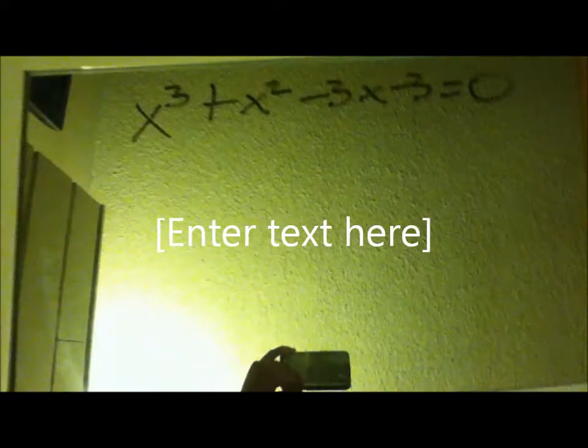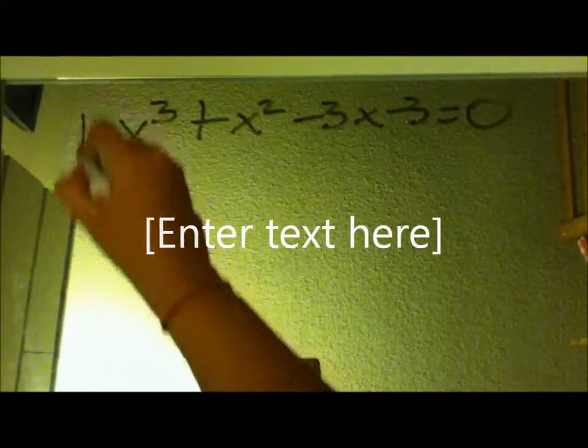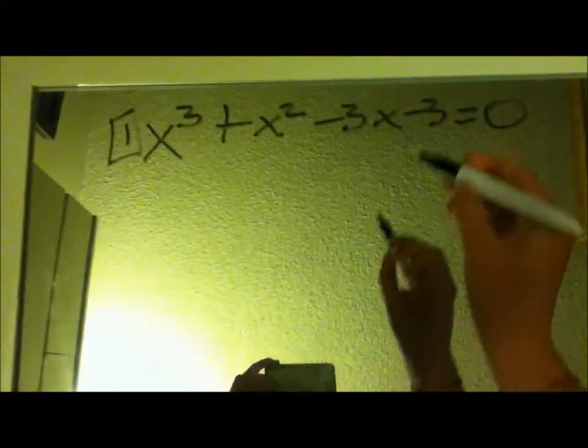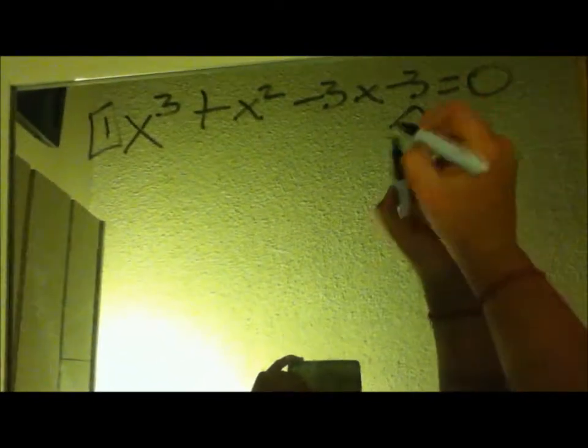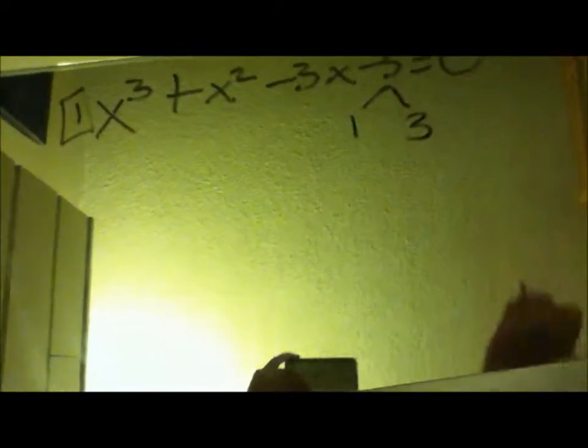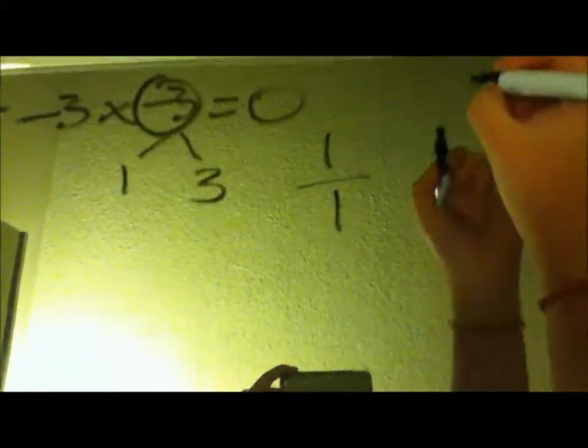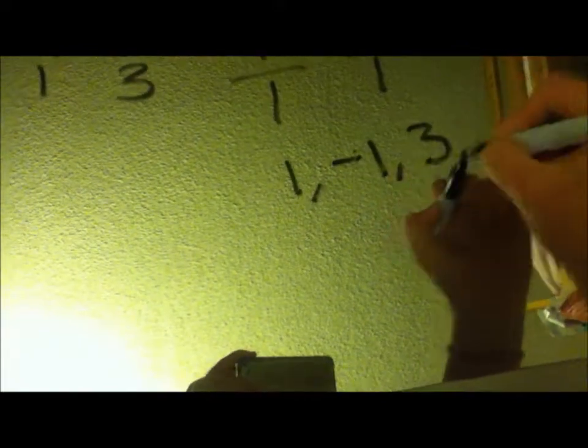Okay, so we're trying to find the roots, and how you do this is you have to assume that there's a 1 here. You have to find the roots of -3, which is 1 and 3. You have to take the constant, which is -3, put it over the coefficient, which is 1. So it'd be 1 over 1 and 3 over 1. That would be 1. And since everyone has an opposite, it would be -1 and 3 and -3. So these are your roots.